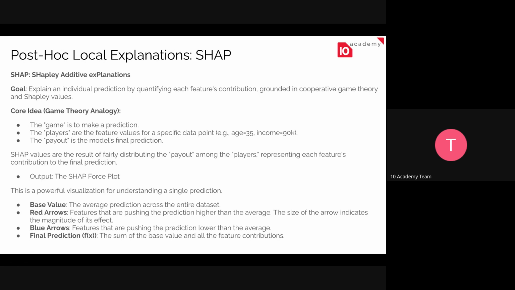We have the base value, we have the red arrows, which are the features pushing the prediction higher than the average, and the blue ones are the features pushing the prediction lower than the average. The size also shows the magnitude of the effect. The final prediction is just the sum of the base value and the feature contributions. Some features will have a blue arrow and some a red arrow, and the sum of these is going to be the final prediction.